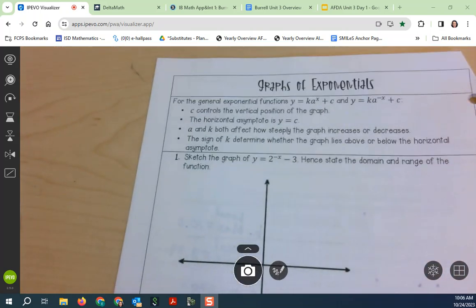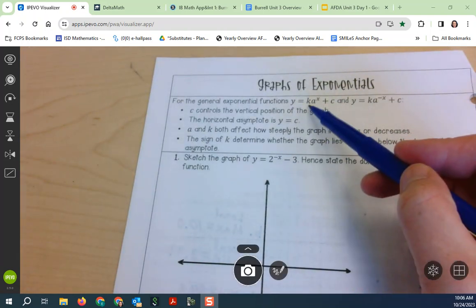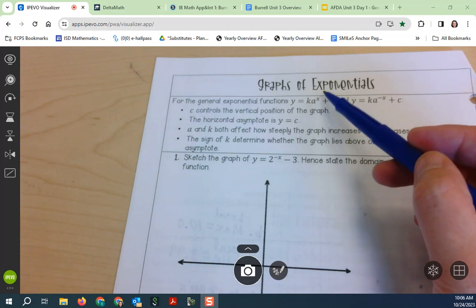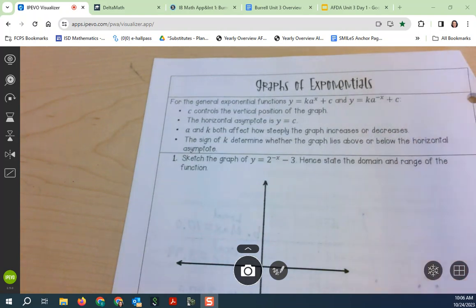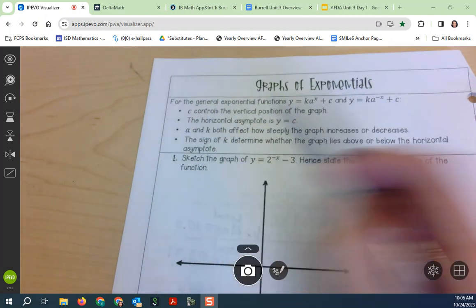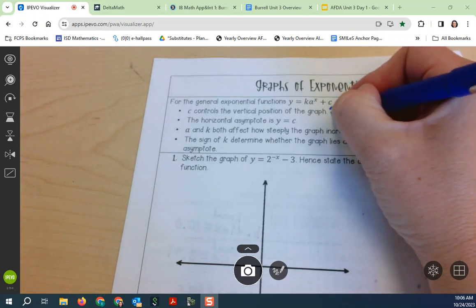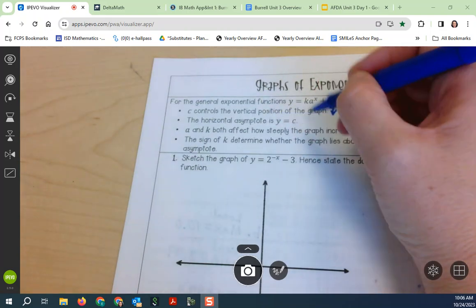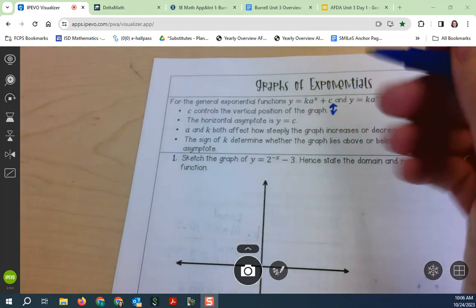For the general exponential function, y equals, now notice this is just a general form, some constant k times some constant a to the x, x is the variable, plus c. Or you could have a negative x. Negative x reflects your graph across the y-axis. Plus c, of course. C controls the vertical position, so that's going to move it up and down. And the horizontal asymptote is at y equals c, because the whole graph is going to move up and down. That's going to move your horizontal asymptote as well.